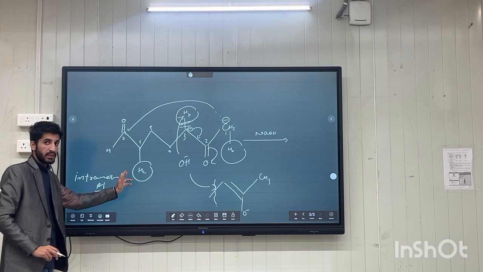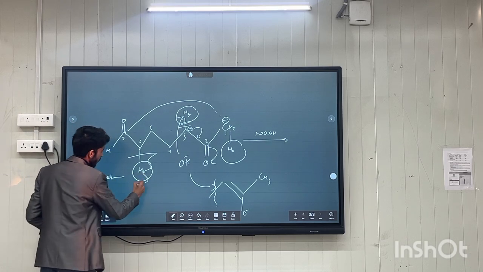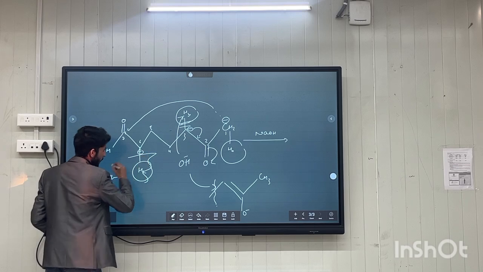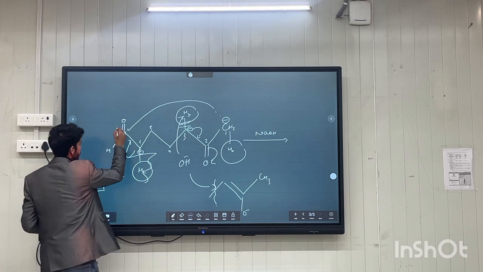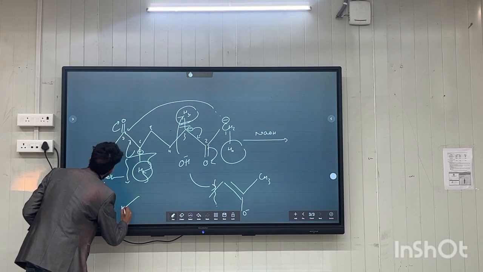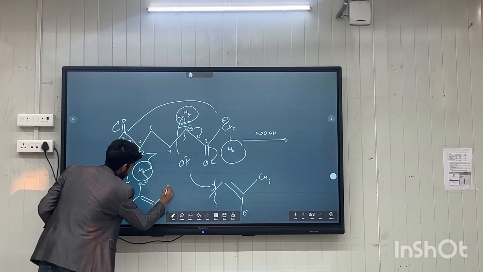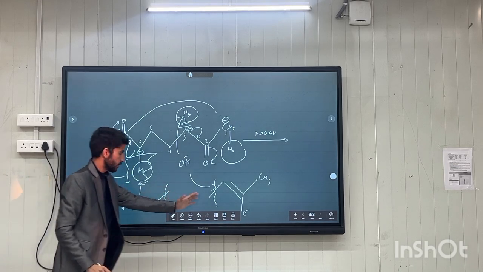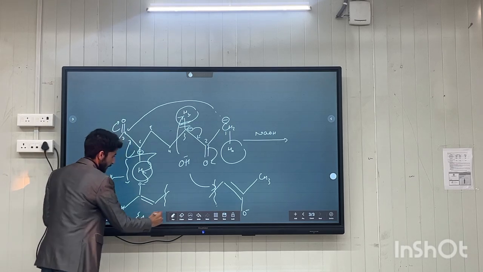If I react the base with this acidic hydrogen, what will be the product? Let's see. This HC will go out from here. There will be a negative charge here, and this negative charge will be in resonance with this C double bond O, and this negative charge will come here, and here we will get O negative double bond and this structure. Now look at these two things. We have enolate ion 1 and enolate ion 2.